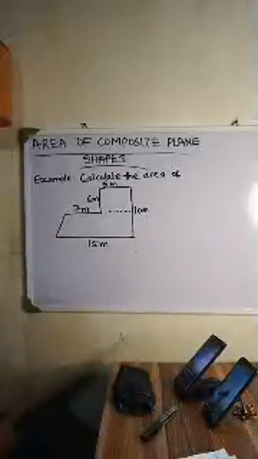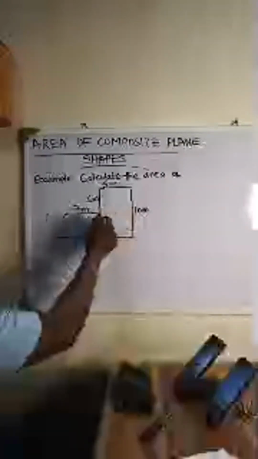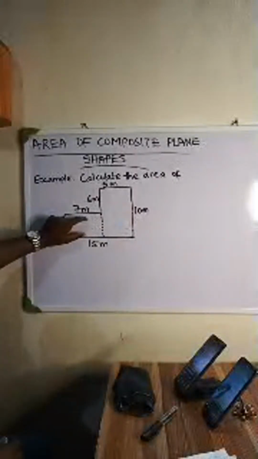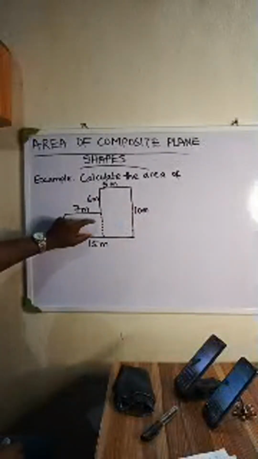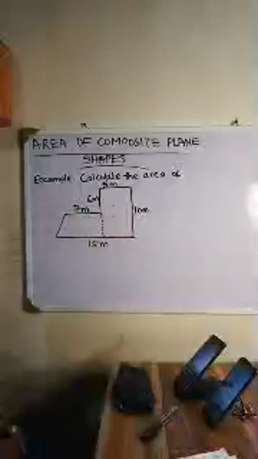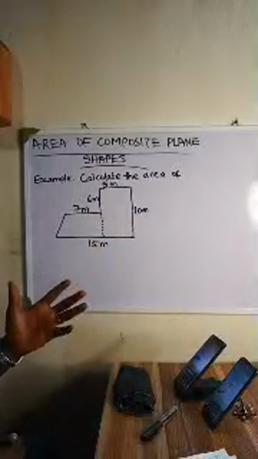So let's divide it like this. As I said earlier, some other students can decide to break it down like this, and you have a shorter trapezium, and then a rectangle. But either way, you get the same answer.